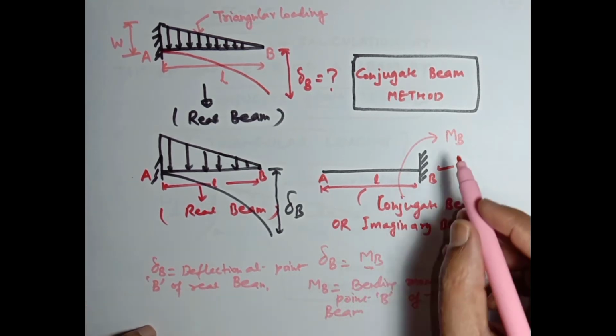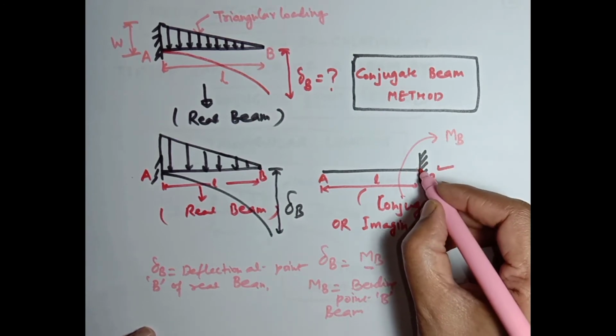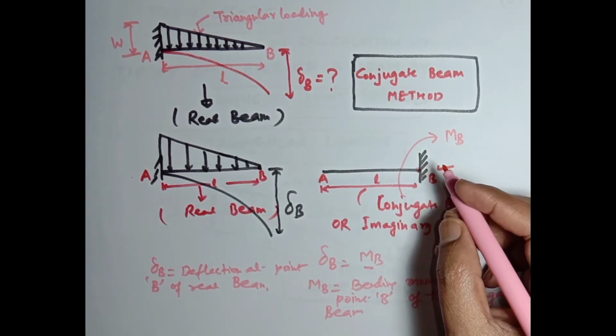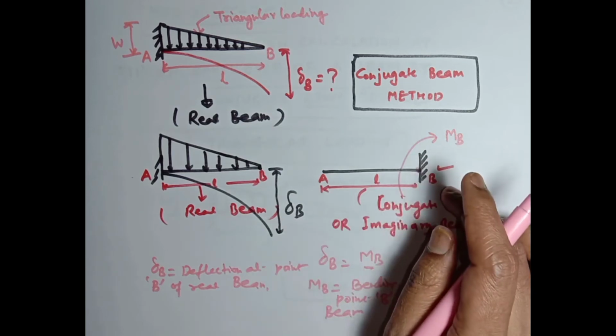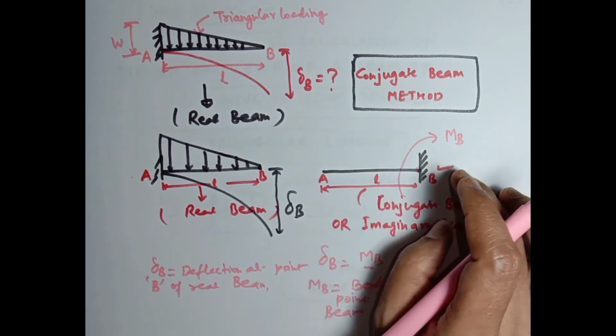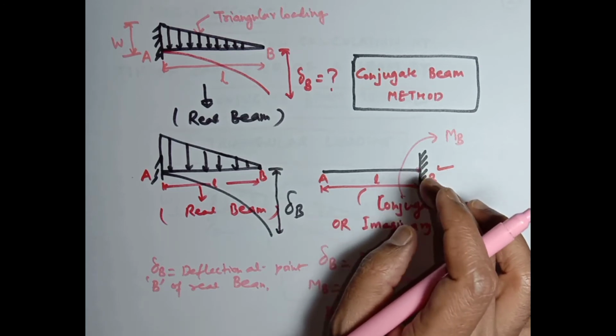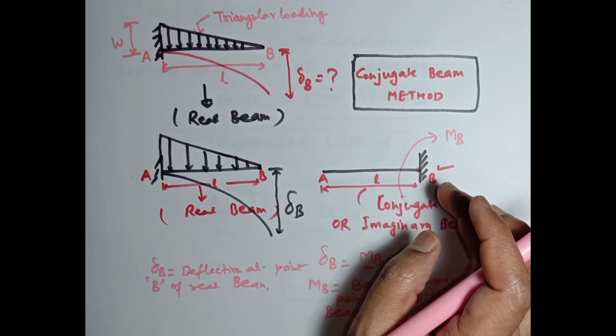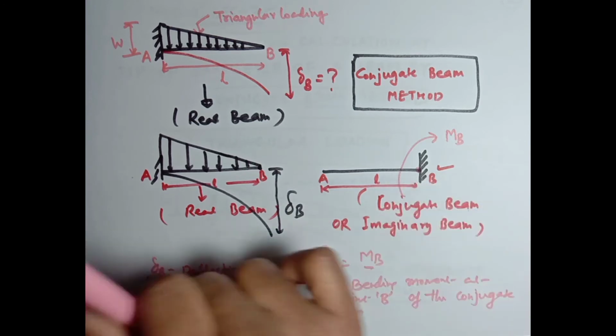So in order to develop bending moment at point B, we need to find a loading pattern on this conjugate beam so that we can find a bending moment. Otherwise there will be no bending moment at this point B.